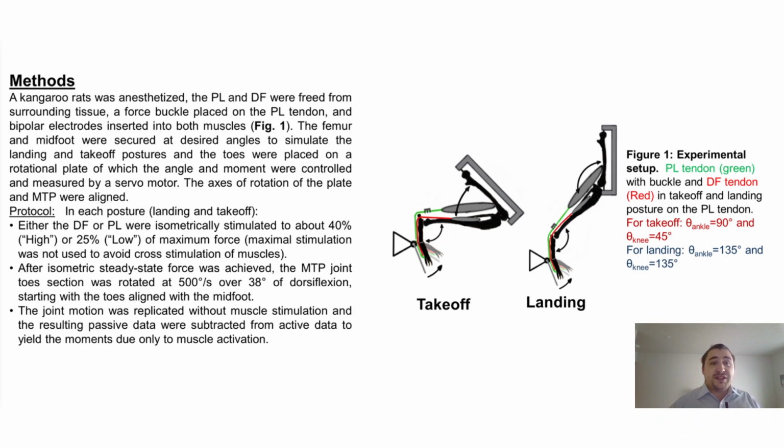For this, we secured the limb of the animal in the desired positions, landing or takeoff, and then recorded the MTP moment created when these different muscles were stimulated and the MTP was rotated. We also used a buckle transducer to measure the force produced in the tendon of the PL, and we used two stimulation levels.